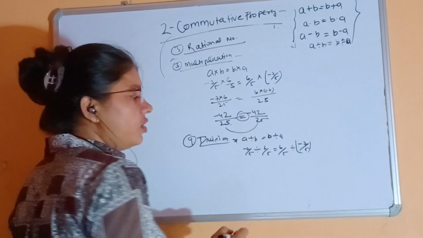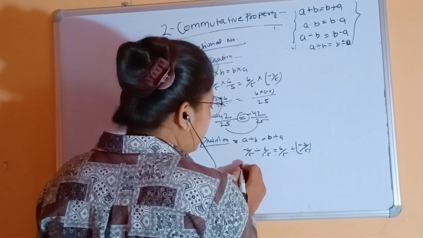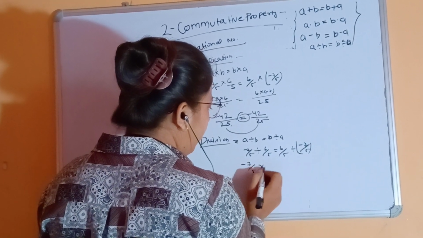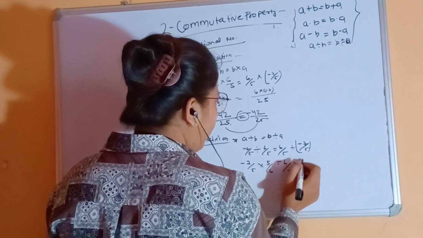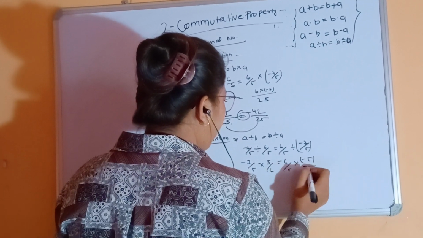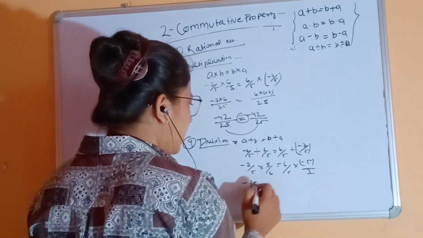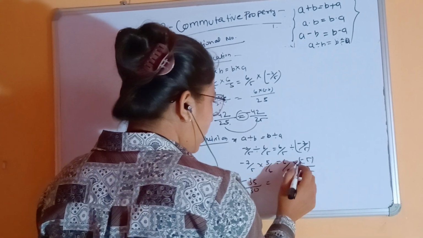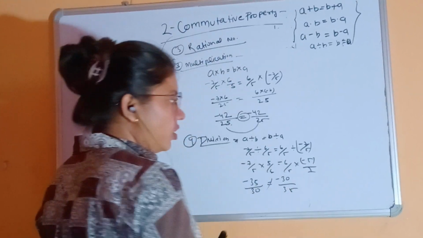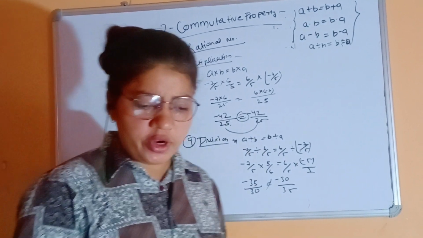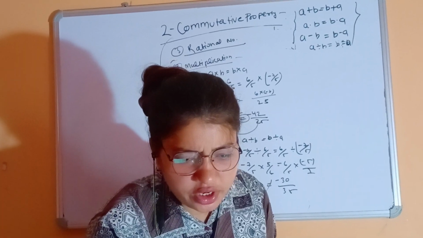Okay, we know how division is solved. So 7 by 5 is multiplied by 5 by 6 here. Okay, 6 by 5 multiplied by minus 5 by 7. Multiplying gives minus 30 upon 35, so they do not match. So here the property does not hold in commutative. Okay, now the last one, I think, is associative.